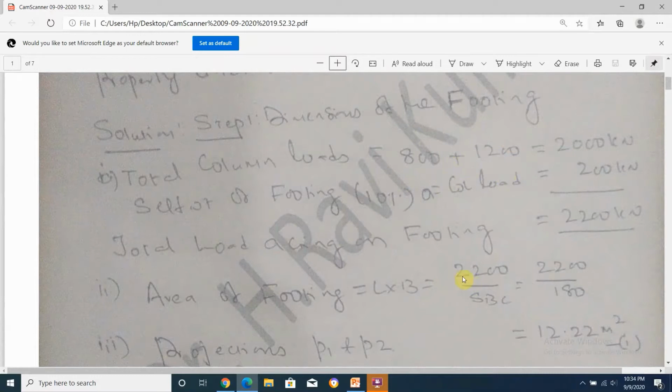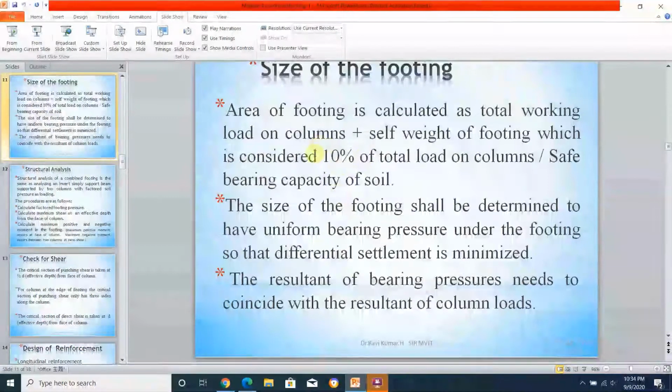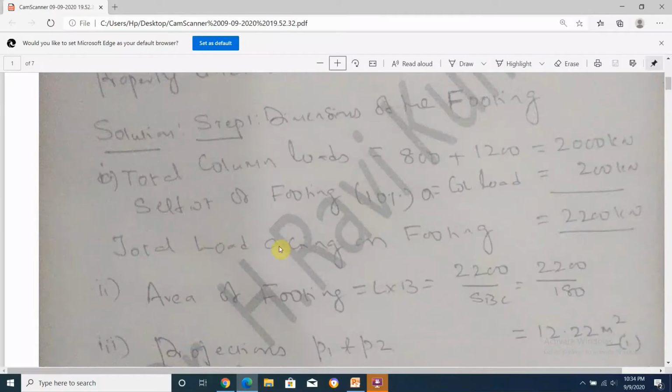As I told you, we have to take the self weight of the footing in the problem as 10% of the column load. Hence, in this problem, the self weight of the footing is 10% of the column load, which is 200 kilonewton. Hence, the total load acting on the footing is 2200 kilonewton.